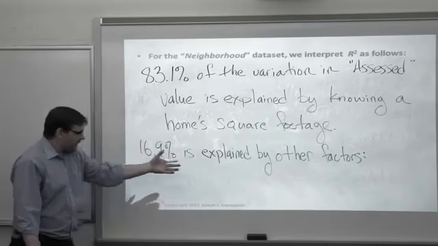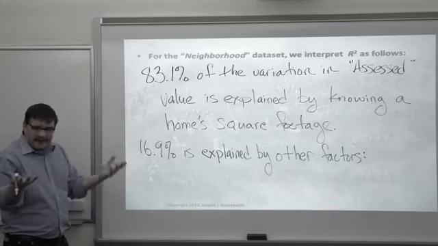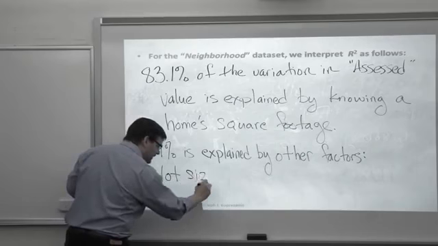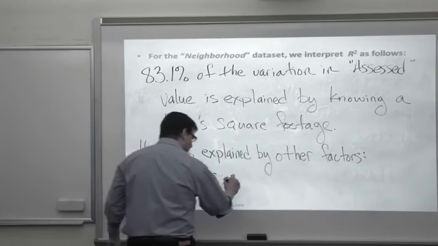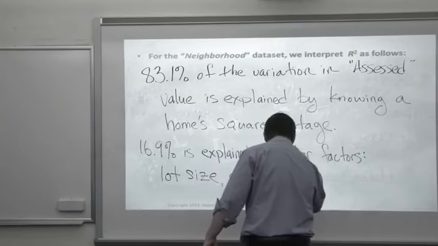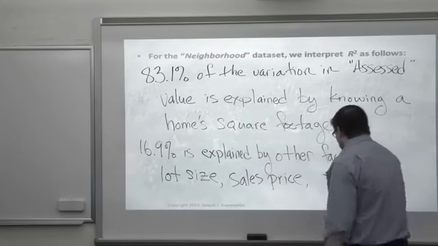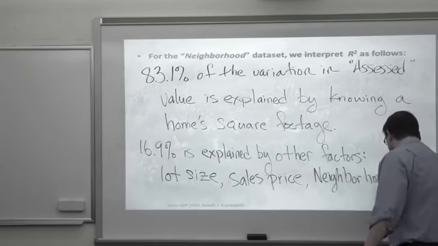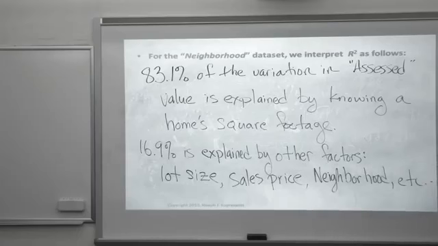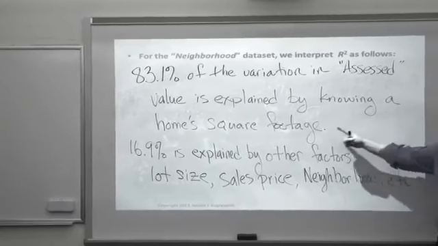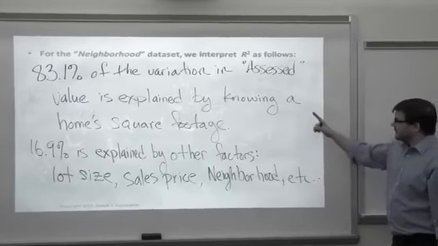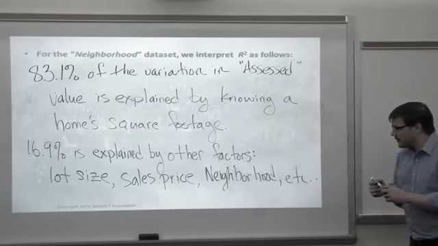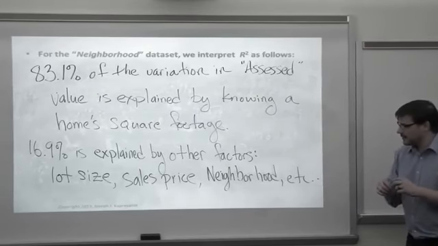What other things might help you assess a home's value? There's certainly lot size, how big the property is besides the house. There's maybe sales price. Could be some categorical variables like neighborhood, for example. And I ran out of space, so etc. Knowing square footage of a house does a pretty darn good job of explaining its assessed value, but keep in mind there are other things, right? Lot size, sales price, neighborhood. That would help round out, get us closer to 100%.